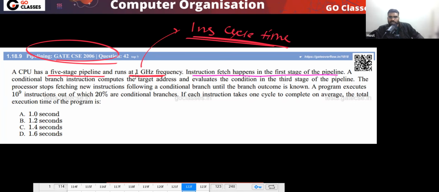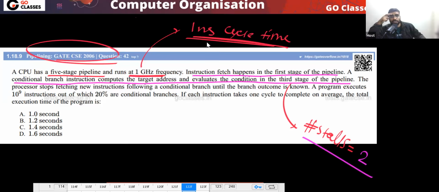Instruction fetch happens in the first stage of the pipeline. A conditional branch instruction computes the target address and evaluates the condition in the third stage of the pipeline. Okay, third stage. So tell me, what is the number of stalls? That will be 2, because the conditional branch evaluates the condition in the third stage. The processor stops fetching new instructions following a conditional branch.